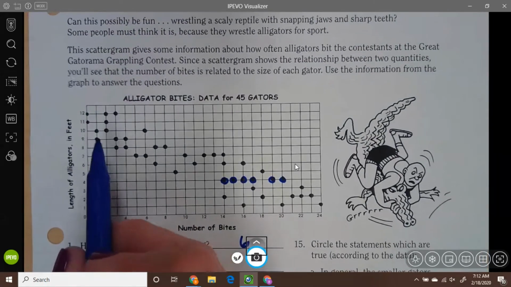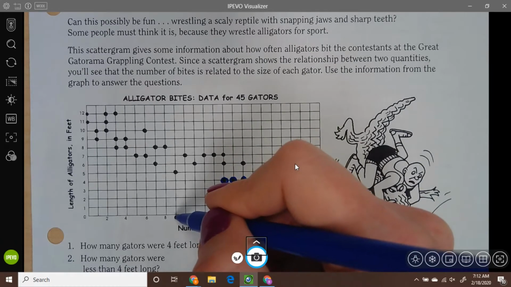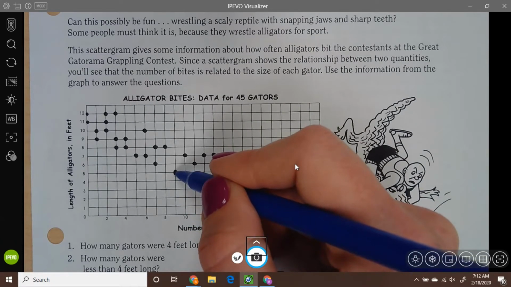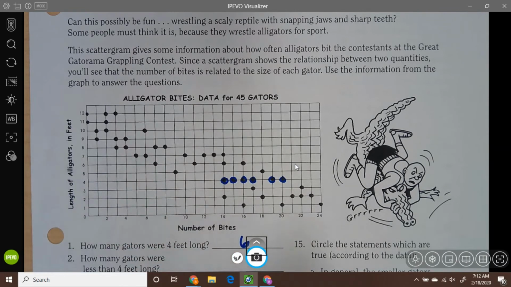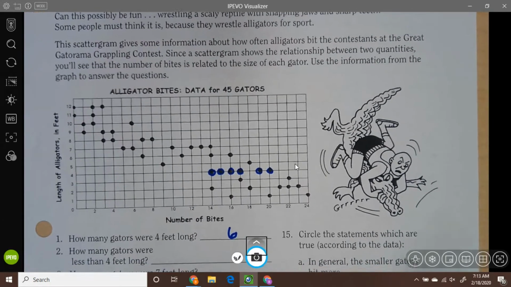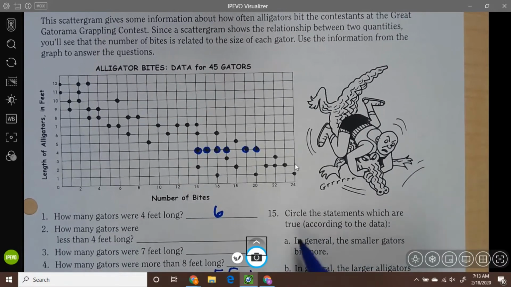So I go up to 9 for the number of bites, and you would then come up to here, and then you would go across to how long it was, which was 5 feet. Okay, and then you keep filling that in, and then you go over here and say circle the statements which are true according to the data.